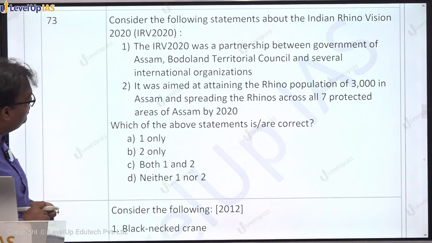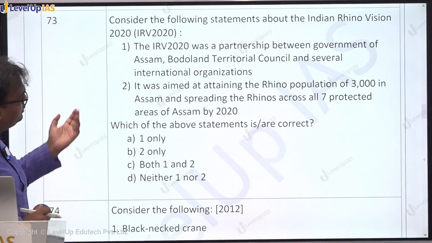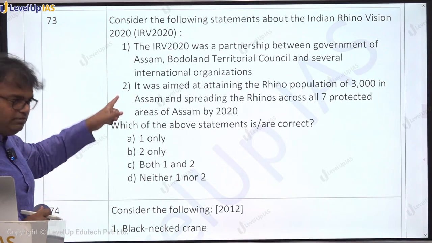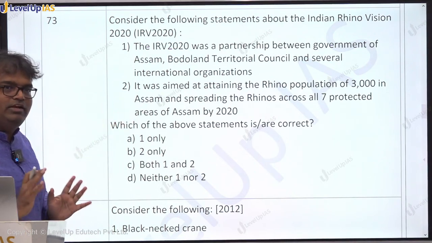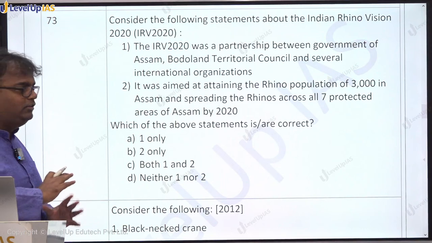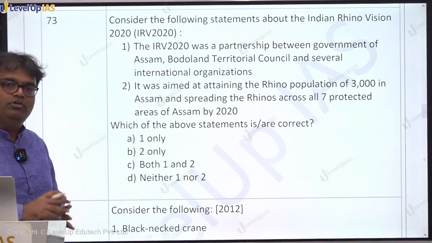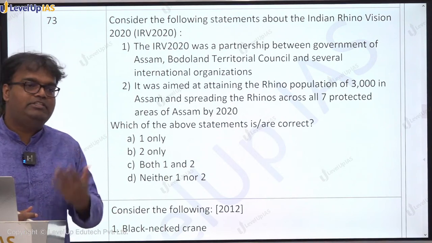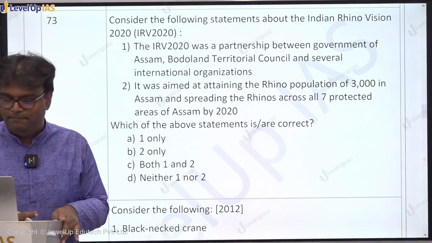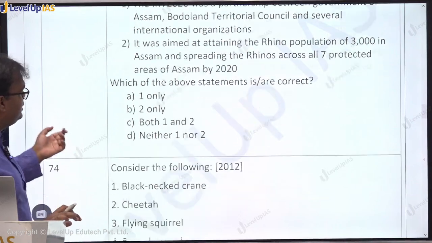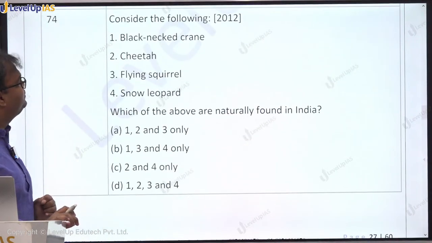73, give me an answer. IRV was a partnership between Government of India and Bodo groups. Yes, it was aimed at attaining... Both are correct, na? Ye achieve nahi hua, but aim to yehi tha na. It was aimed at ensuring that the rhinos are spread across 7 protected areas of Assam. Wo spread 3-4 mein hi ho paya. Aim achieve nahi hua, but aim to wohi tha na. C, 73 ka C. 74.